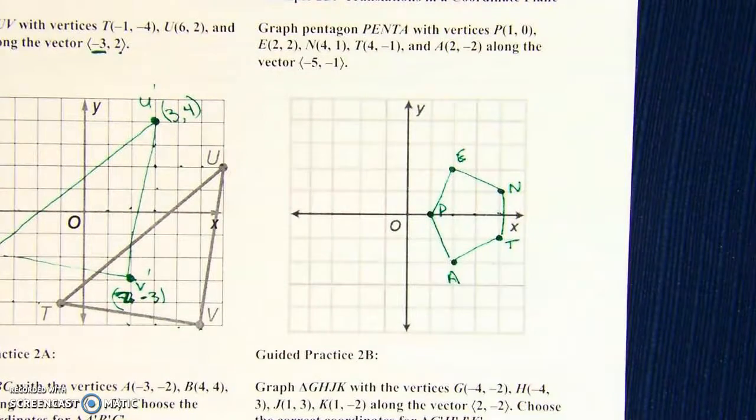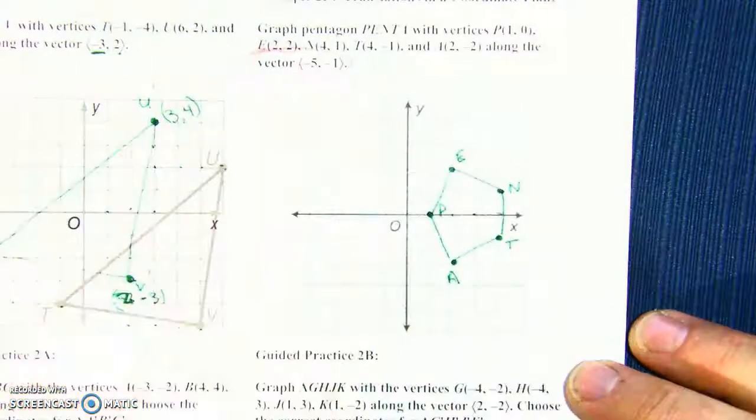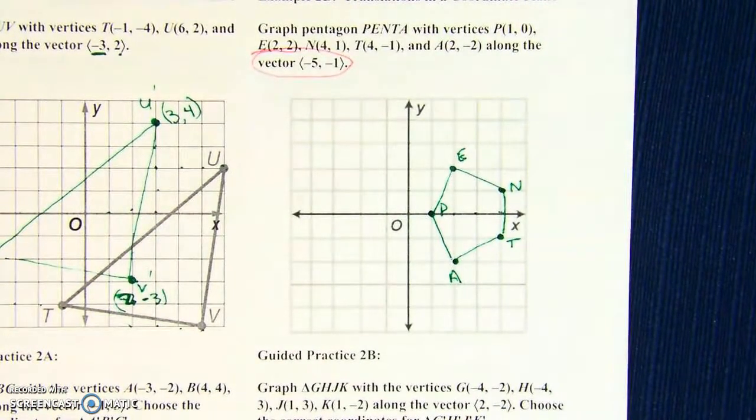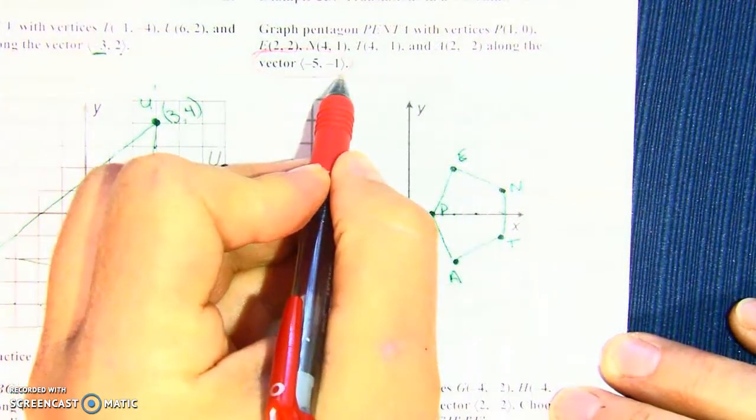Now, here's what we want to look at, our vector. How are we going to translate that? And we're going to do it that way there, okay? So that means we're going to go 5 units to the left, and then we're going to go down 1 from each one of these points.